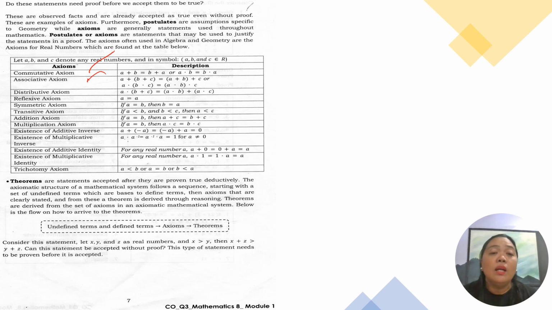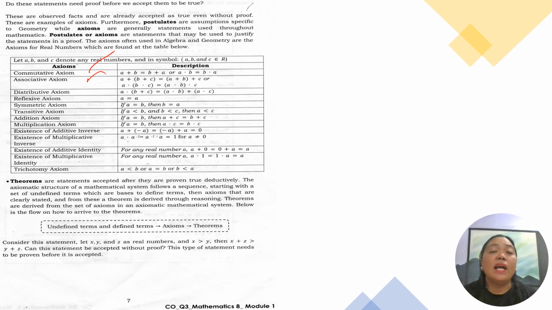So therefore, you can choose to add A plus B first, and then you add C. The sum of that is the same as when you add B plus C first, and then you add A. Again, A plus B plus C is equal to the grouping of A plus B plus C. The sum is still the same.